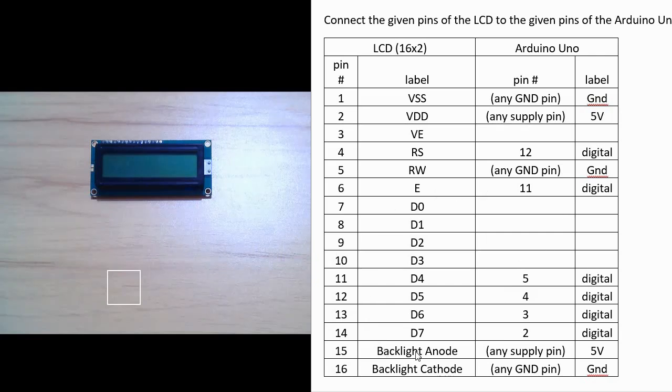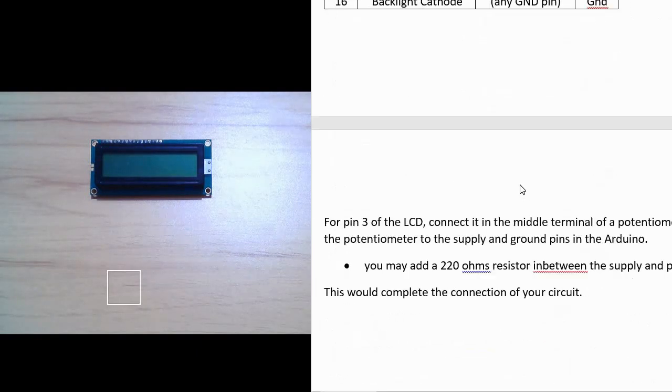So you have here 8 data pins, but we can use the pins 11 to 14 for this example. Then on top of this, you just need to connect the pin 3 of the LCD to the middle terminal of a potentiometer to vary the intensity. Then if you want, you can add a 220 ohm resistor in between the supply and the pin 15 of the LCD.